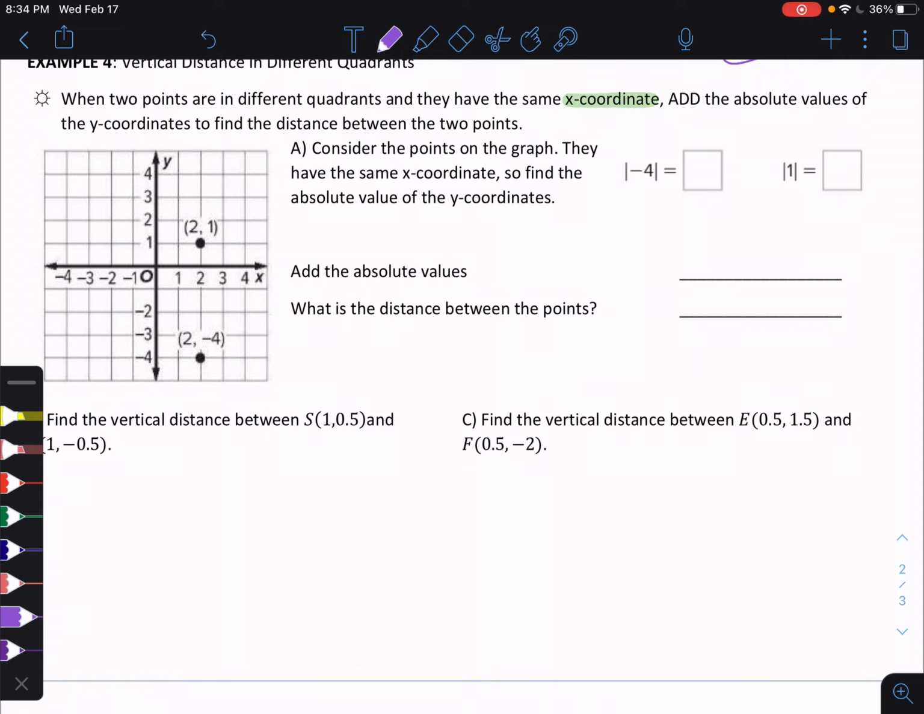So I've got (2, 1) and (2, -4). My x coordinates are the same. So I'm going to find the absolute values of the y's. So the absolute value of -4 is +4. The absolute value of 1 is 1. And this time I'm going to add: 4 plus 1 is 5 units. And if I come over to my graph, 1, 2, 3, 4, 5 units.